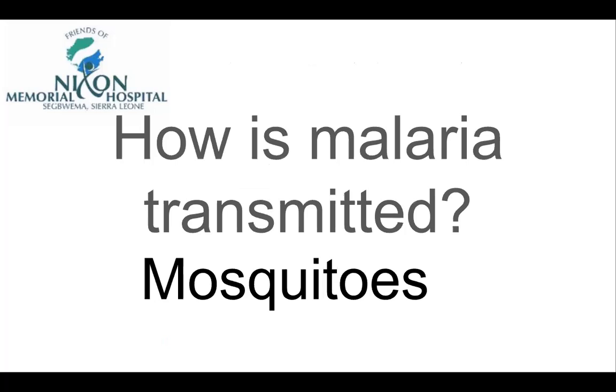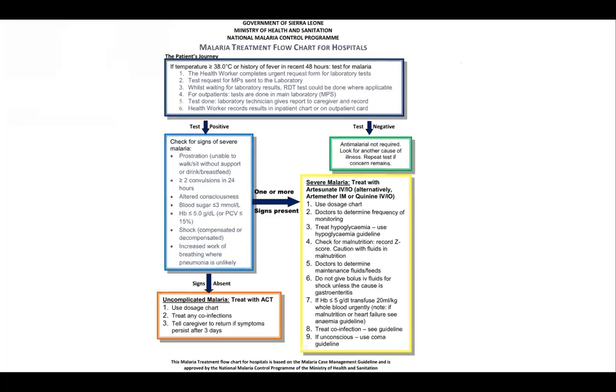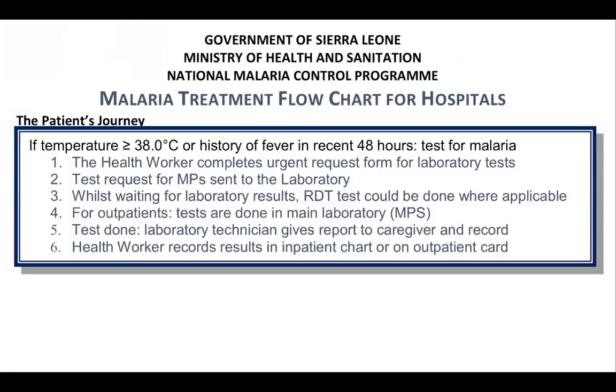And how is the malaria transmitted? It's transmitted by mosquito. So these are the treatment guidelines for malaria. First of all, if the body temperature is higher than or equal to 38 degrees Celsius, or there is a history of fever within 48 hours, we need to test for malaria.